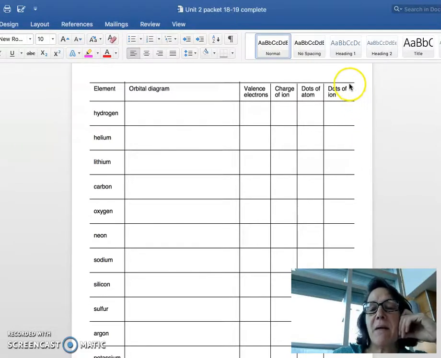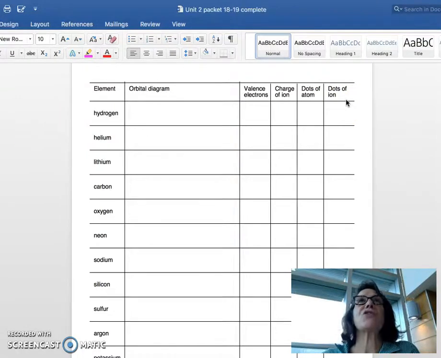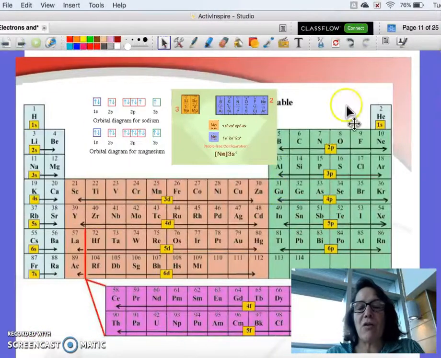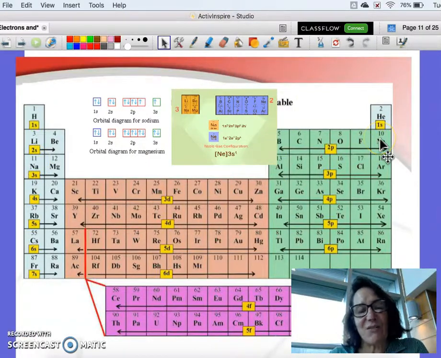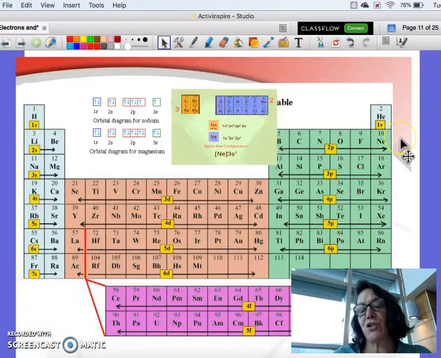The thing you want to remember about the dots around the ion is that it always has to show a noble gas configuration. So I think this is what Emma was trying to ask about in class today. When sodium loses its 1 electron, it now has 8 electrons in its outer shell. It's got neon's noble gas configuration, and it's stable. That's why it's easy for it to lose 1.